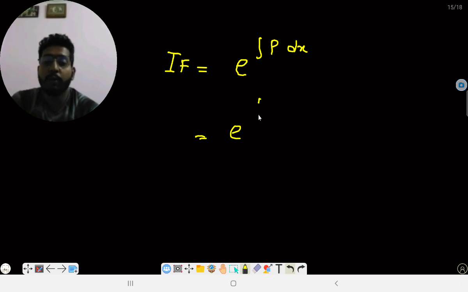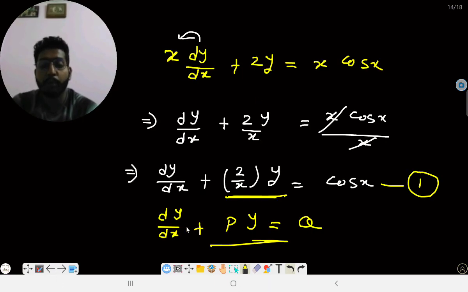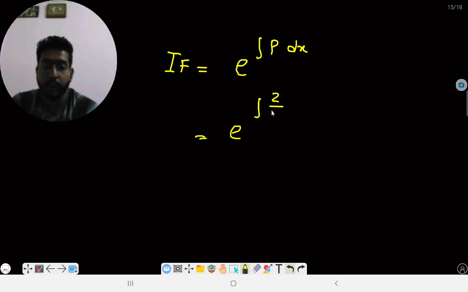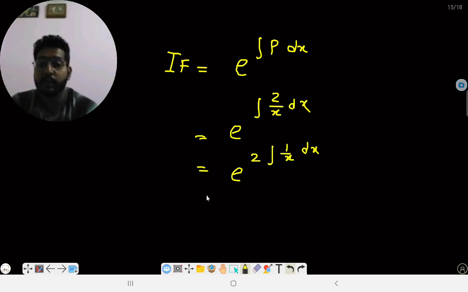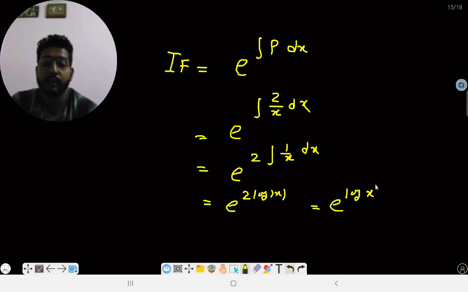Now e to the power p. Now look here, compare. So if I compare properly, this is the p here, so p will be 2 by x, so that will be 2 by x dx, like this. So e to the power 2 times integration of 1 by x dx. So what is the integration of 1 by x? The integration is log mod x. Now if 2 goes there, it will become log x square, like this.